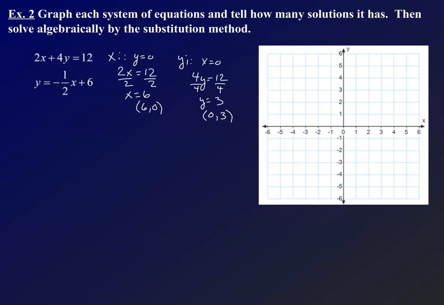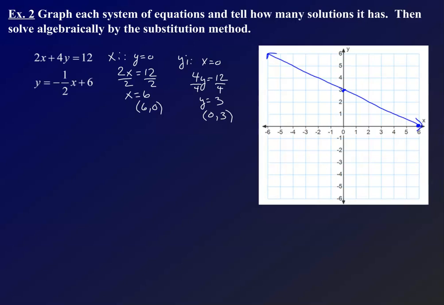Our first point was at (6, 0), so on the x-axis at 6. The second point is on the y-axis at 3. And then we want to draw a line connecting them. Again, you want to make sure that you're drawing a straight line. It's really important because we want to find the exact intersection of the 2 lines to find the solution.